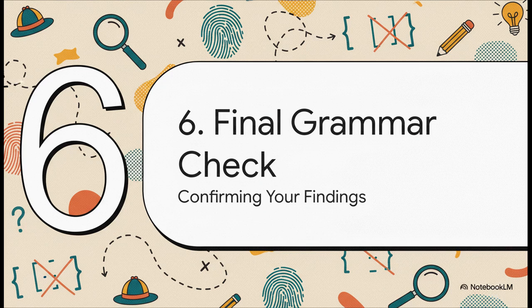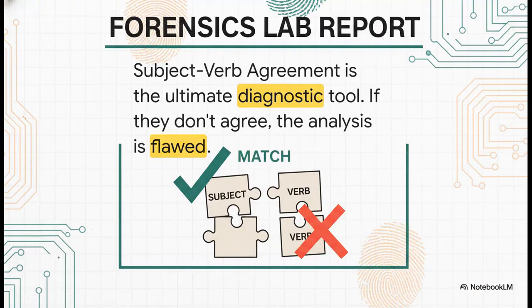Okay, so we've found our suspect, we've seen through all its sneaky disguises. Now it's time for the final step. This is like the DNA test of grammar. It's the one thing that will prove beyond a shadow of a doubt that we've got the right culprit, and that is subject-verb agreement. And this is so important. Subject-verb agreement isn't just some dusty old rule. It's our ultimate diagnostic tool.